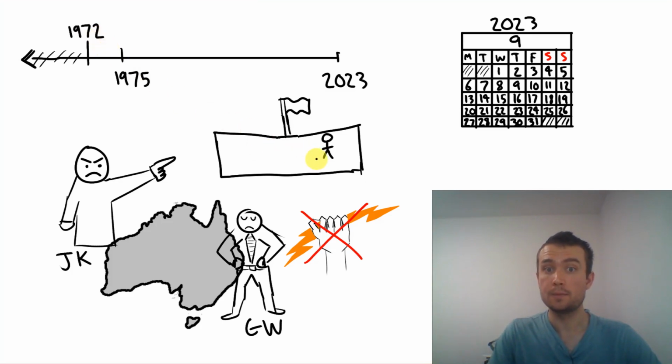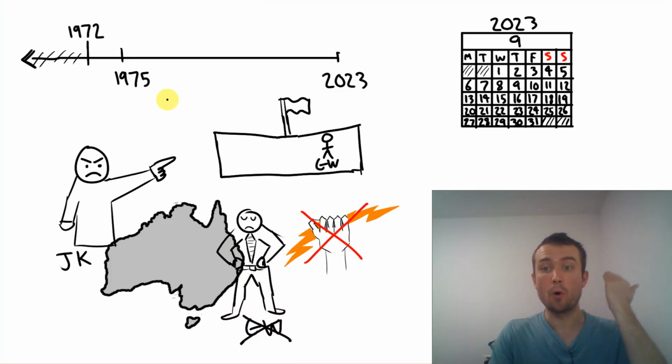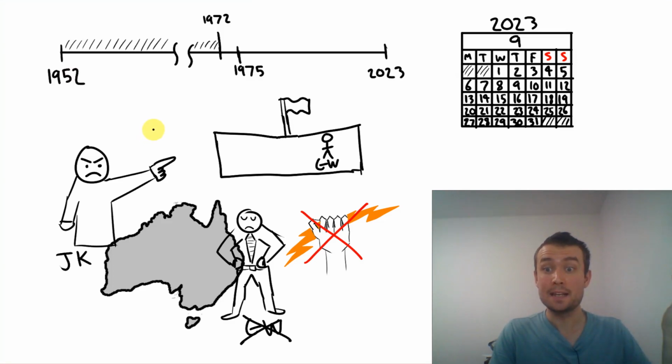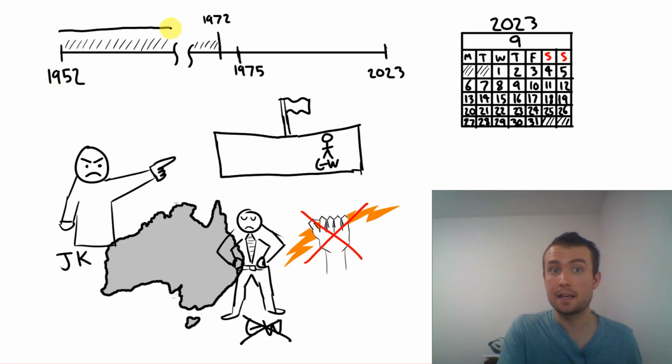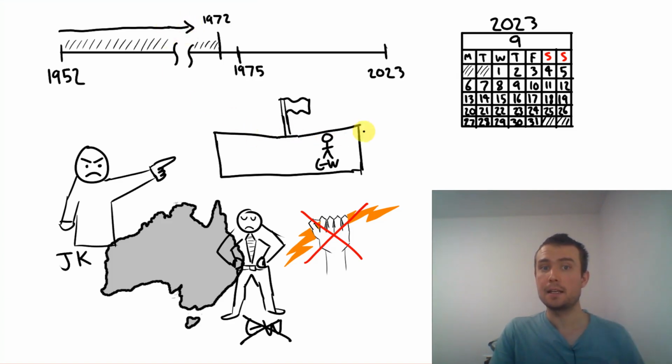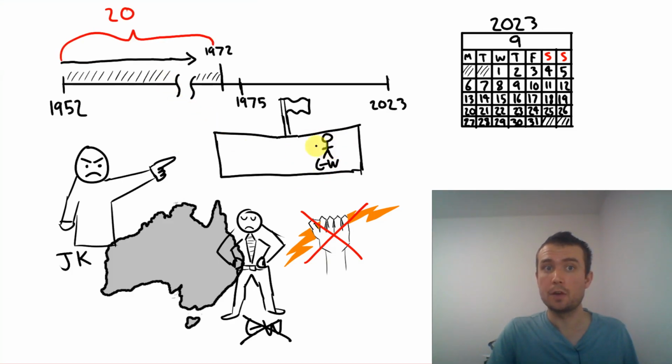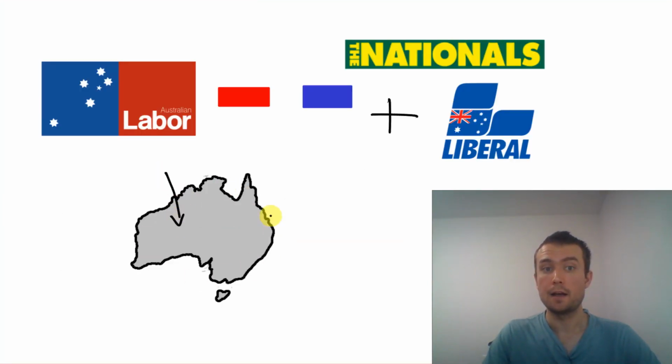In 1972, Gough Whitlam was already in Parliament, but he wasn't Prime Minister. Before 1972, he was already in Parliament. He'd been in Parliament since 1952, for 20 years before becoming Prime Minister. How did he become Prime Minister in 1972?